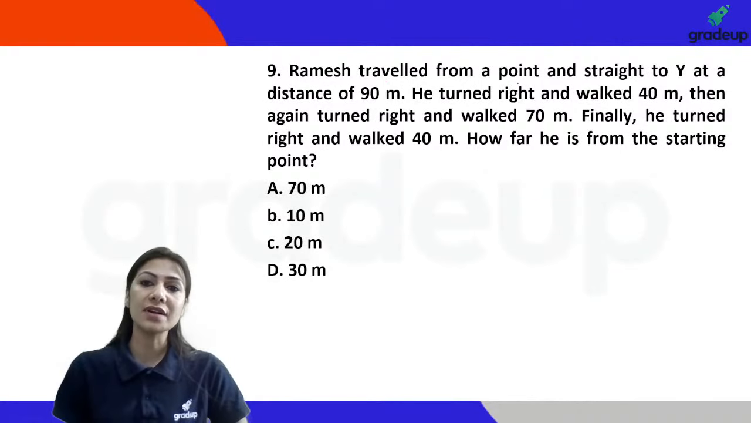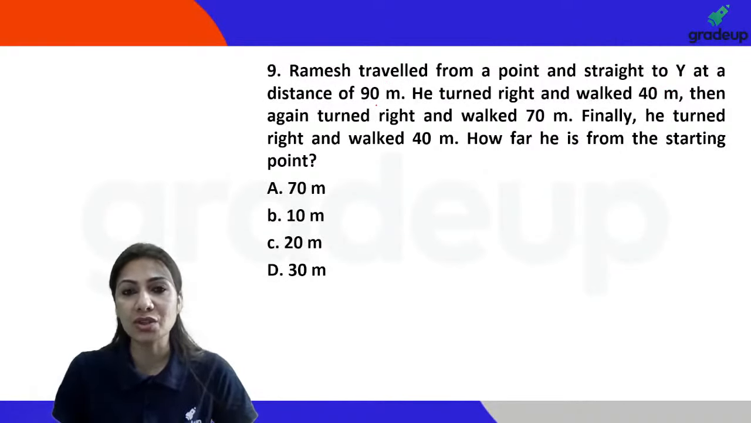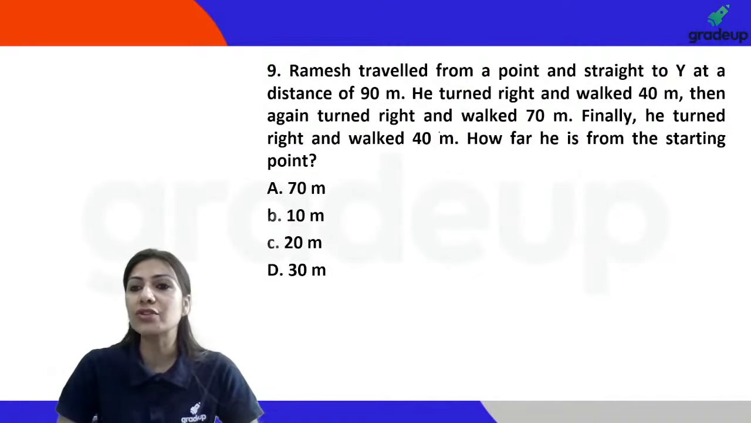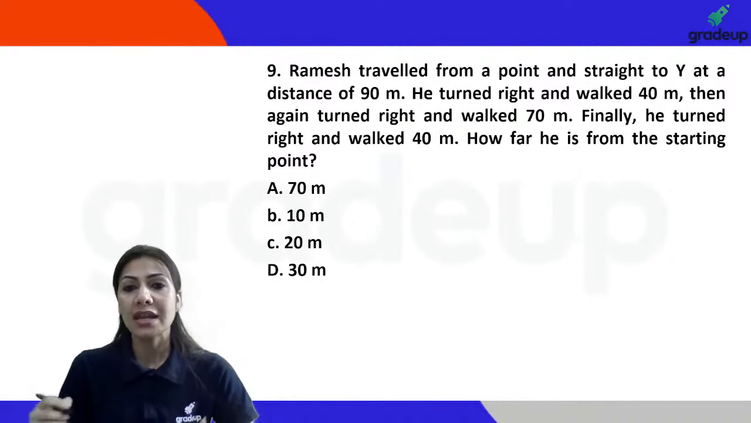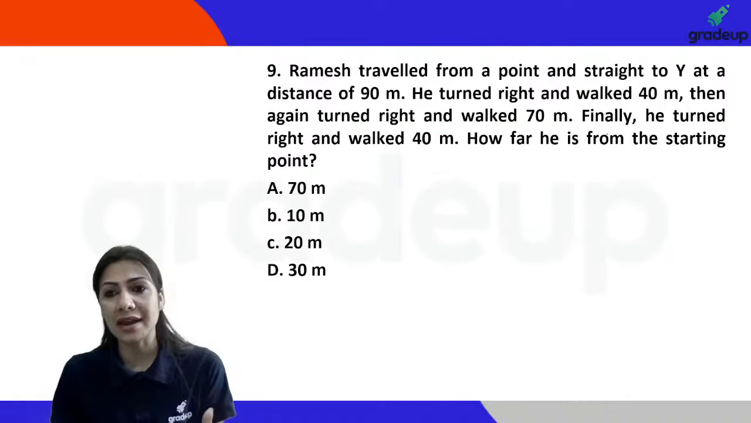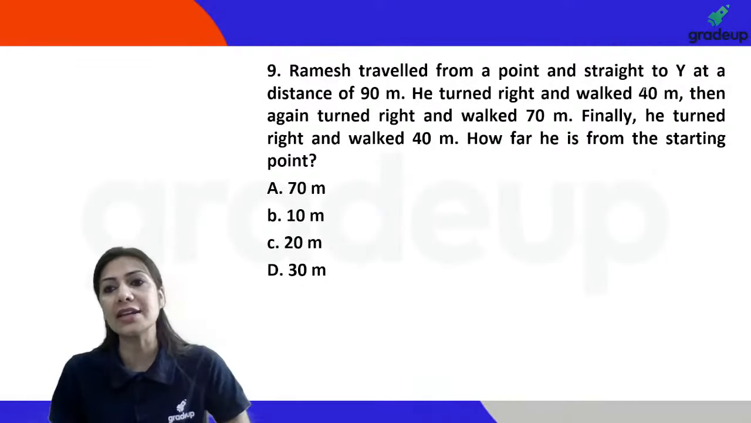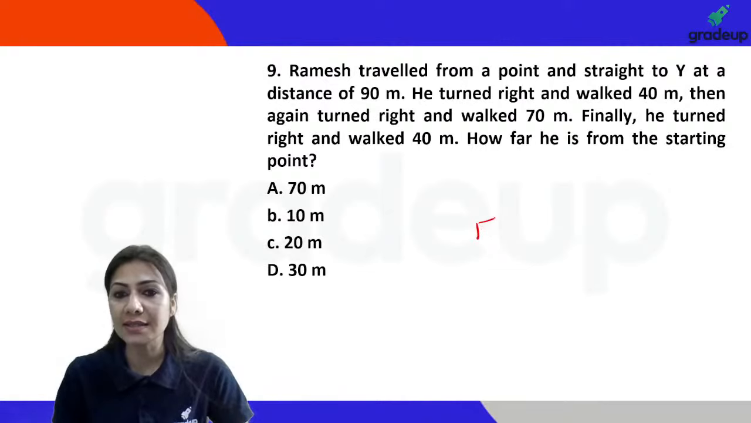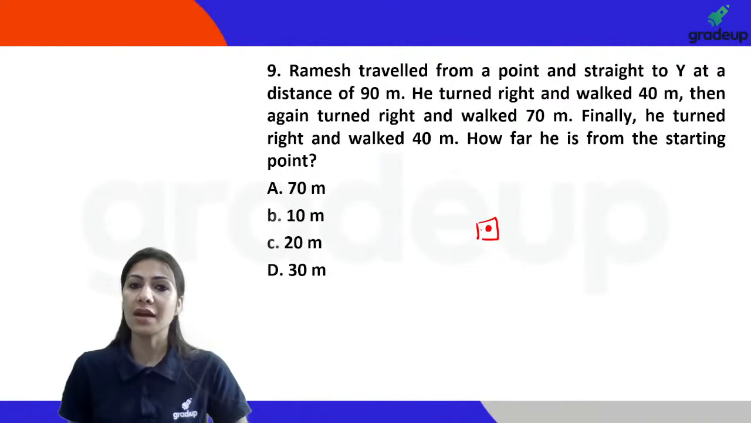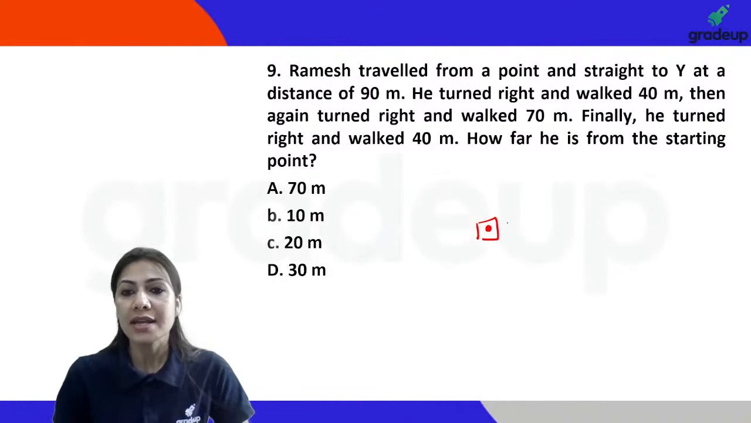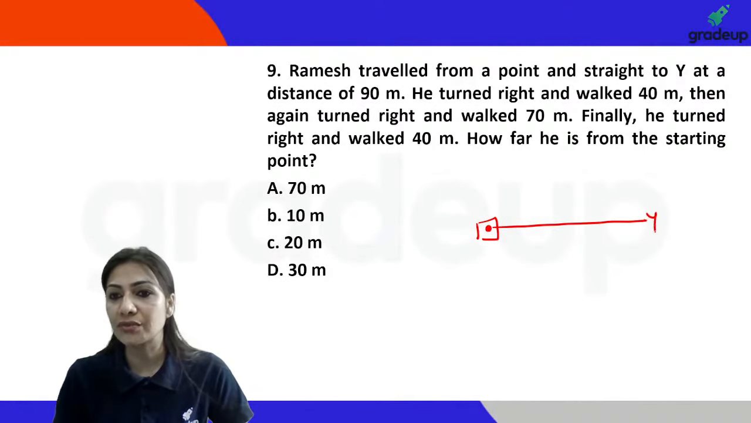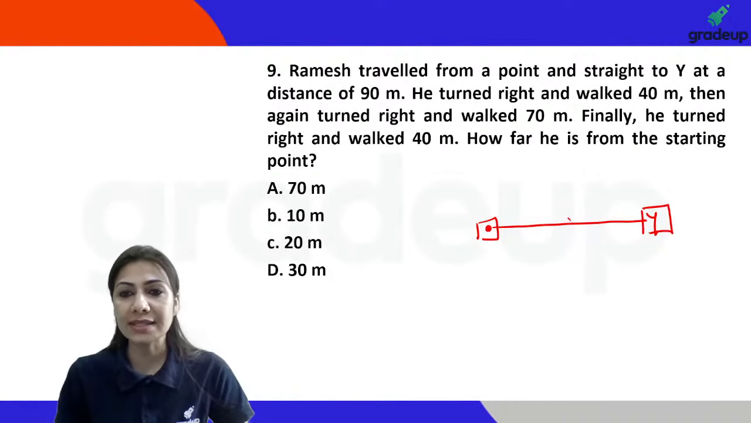It says Ramesh traveled from a point straight to Y at a distance of 90 meters. Now here in this very first line, we have not been given anything like whether the person is moving towards east or west, north or south. Neither in the complete paragraph is there any glimpse of any direction, and you can obviously see that there is no effect of direction in this question, as the question is based on distance only. So let's initiate with the very first point, and let's say this is the starting point from where Ramesh started his journey. All right, so let's say this is the straight towards Y we have given, and this complete distance is 90 meters given in our question.